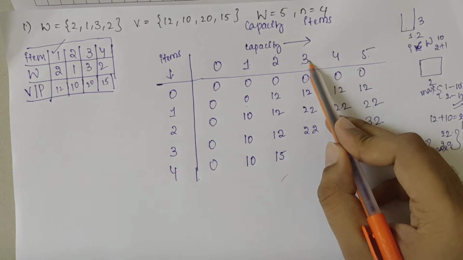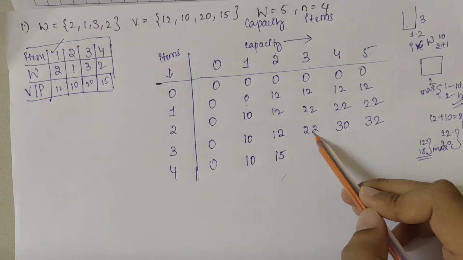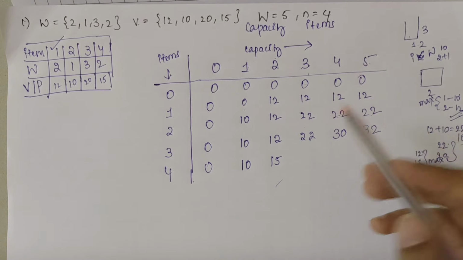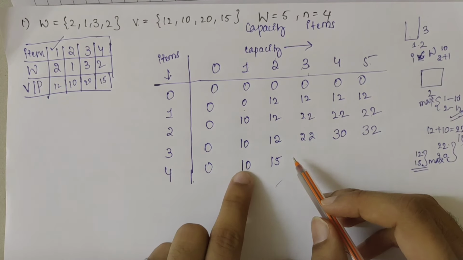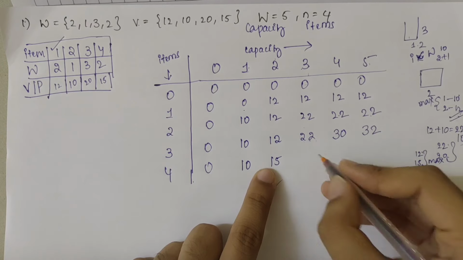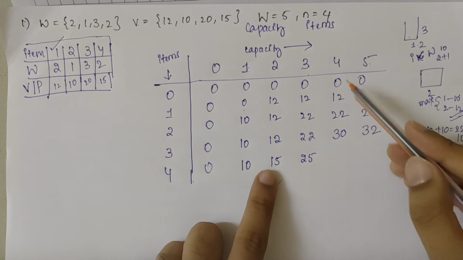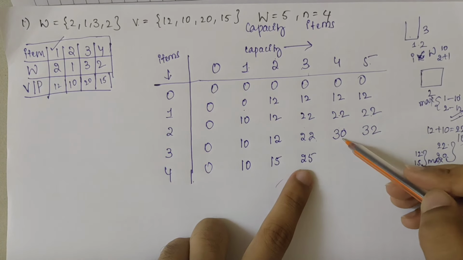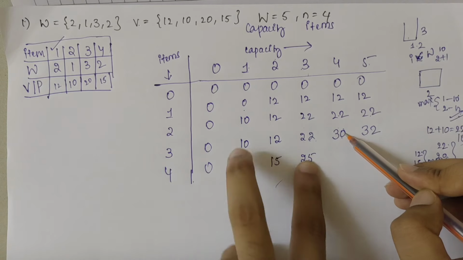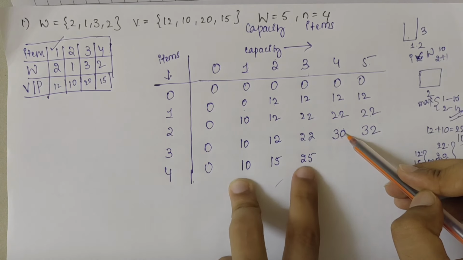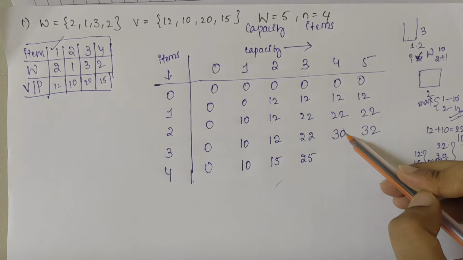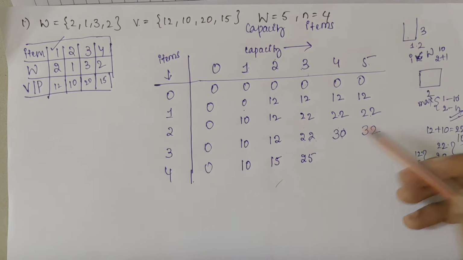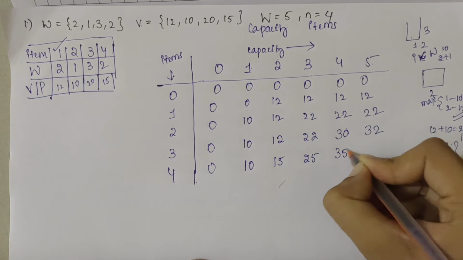Next I have 3 here. So for 3 I can write previously 22 as it is, or I can write 2 plus 1. So 2 plus 1 value is 25 or 22. Which one has the maximum value? 25 has the maximum value. So I'll write 25 here. Coming to 4. I can write 30 previously, or I can write 3 plus 1. If I write 3 plus 1, I get 25 plus 10, that is 35. Now 30 or 35, which one can I write having the maximum value? 35 has the maximum value, right? So I'll write 35 here.